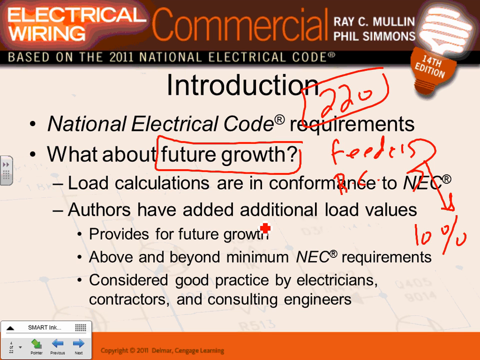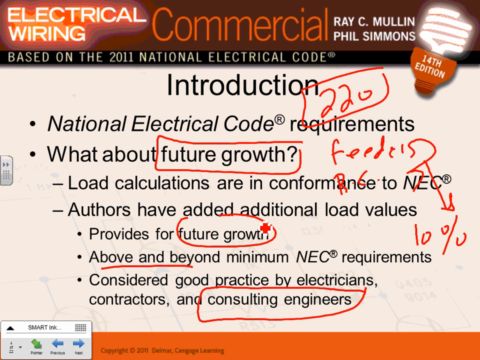But this will provide future growth for lighting and receptacle, and it goes above and beyond what the NEC code book is doing. It's good practice for electricians, and consulting engineers and a lot of people do that. So you guys are familiar with that. We're engineers, we don't go just to the bare minimum. A good increase on every panel, 10 to 15%, is a good value to use.